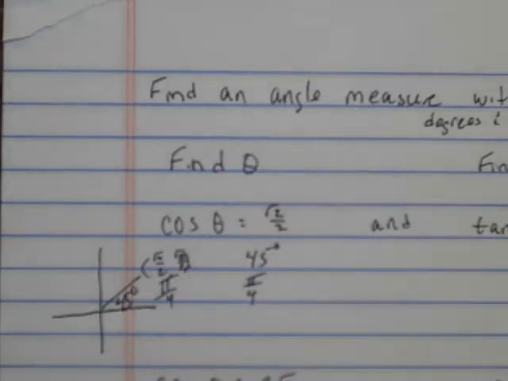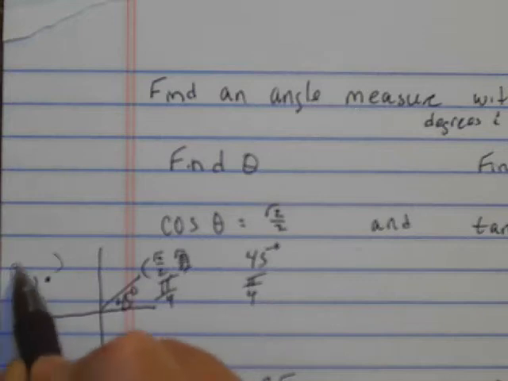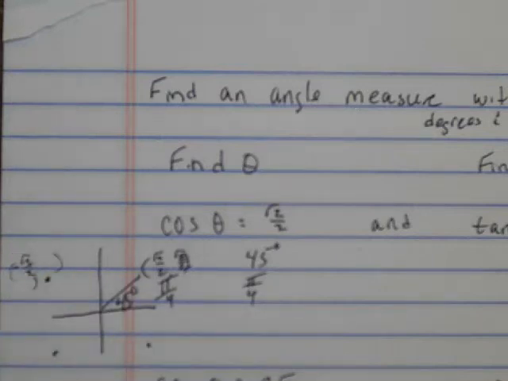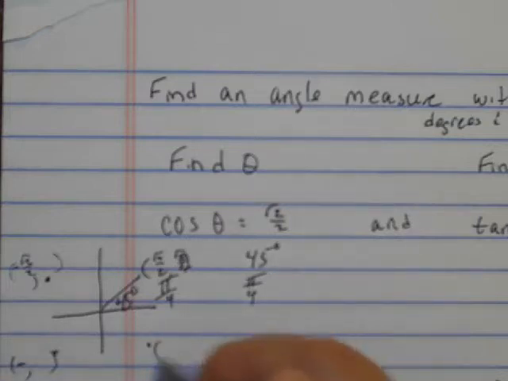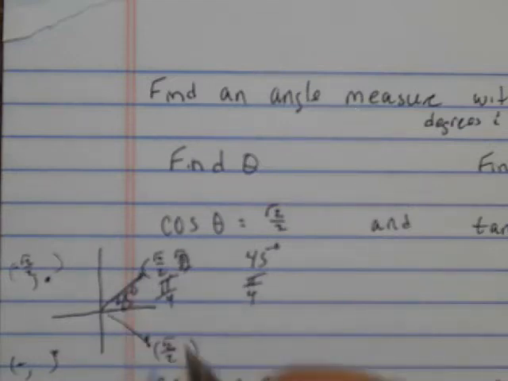But that's not the only place this happens. This particular ordered pair is going to happen here, here, and here. We just have to account for the signs. Here, the cosine, the x value, is negative square root of 2 over 2. Here, the x value is negative. Here, the x value is positive again. So it's not only going to happen at this place, but it's going to happen at this place.